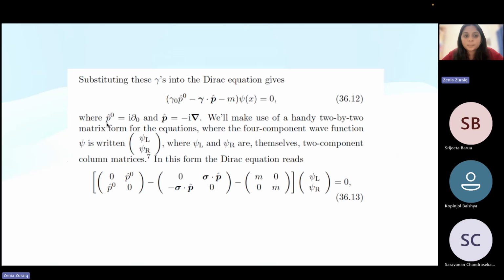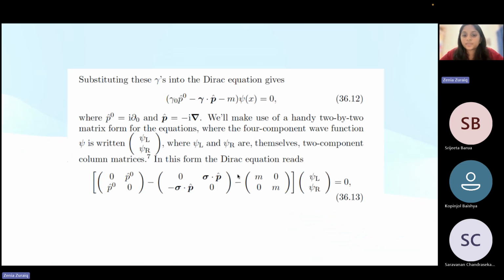Where if we just keep i del 0 or i minus i del in terms of the momentum, like the 4-momentum, then you can write it in this form, right? This is a temporal part and this is a spatial part. Now what we are going to do is write the 4-component wave function this way, where psi L and psi R are themselves 2-component column matrices, and this is the left-handed spinor and this is the right-handed spinor. Okay, and you can see that we can now write this in terms of this kind of Dirac equation.